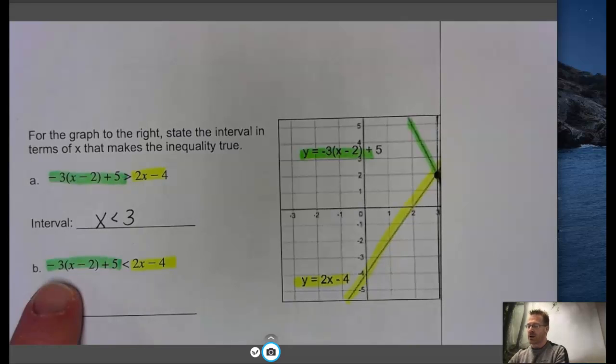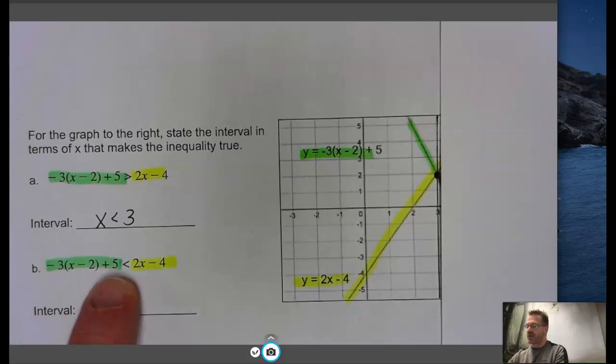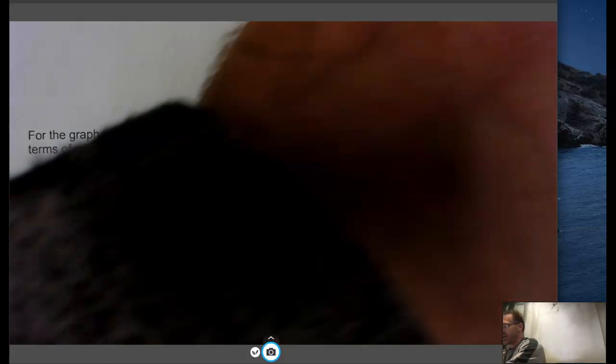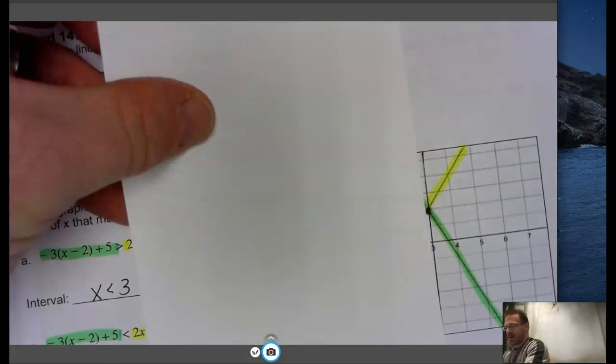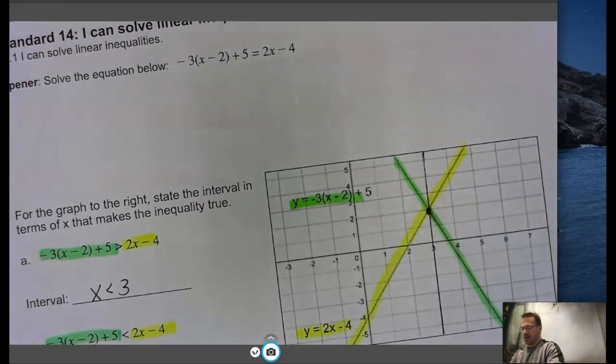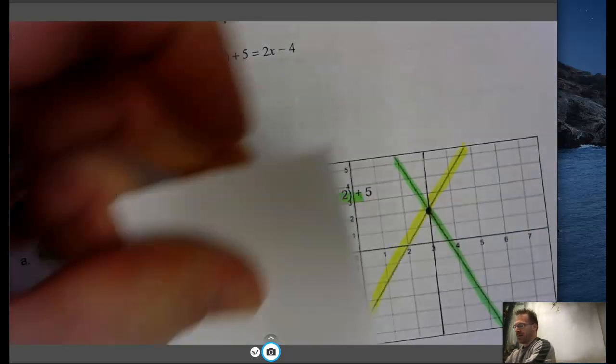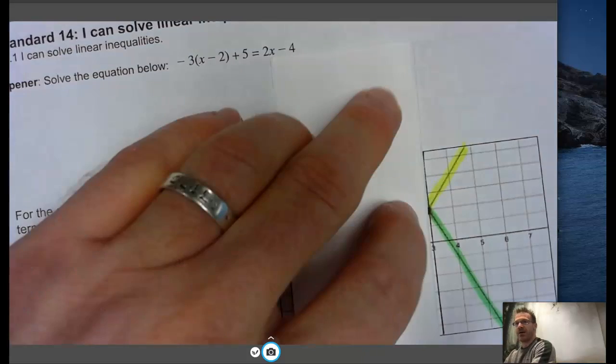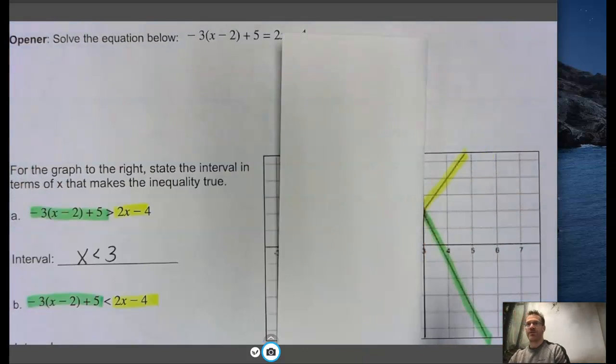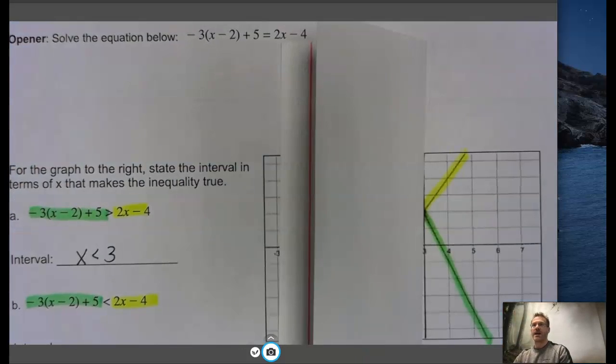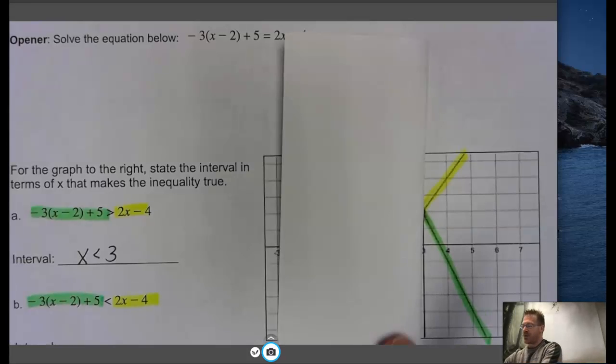All right, now look at this one. It says, where is the green graph less than 2x minus 4? So where is the green graph below 2x minus 4? Well, let's look at the other side now. All right, maybe I need to fold my index card in half here so we can see it a little bit better. So now, turn my graph. All right, so now let's look at to the right of that point of intersection here.